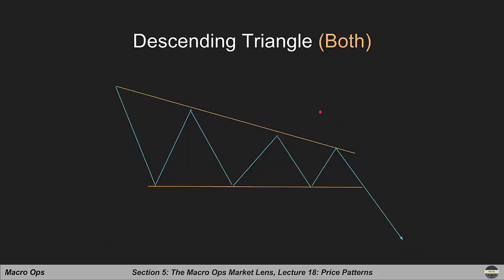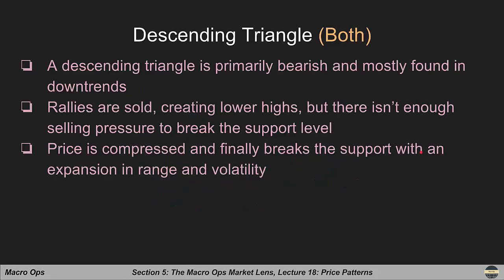The descending triangle is the exact opposite, just a slanted line downward, breaking off from a horizontal. And it's primarily bearish, mostly found in downtrends. The rallies are sold, creating lower highs, but there isn't quite enough selling pressure to break that support. And finally, prices compress so much that the sellers overwhelm the buyers, and we get the breakdown from the horizontal support area, along with expansion and volatility.